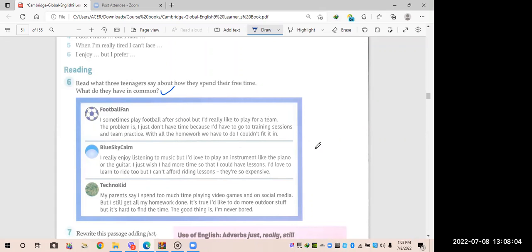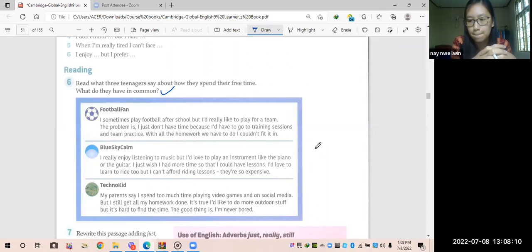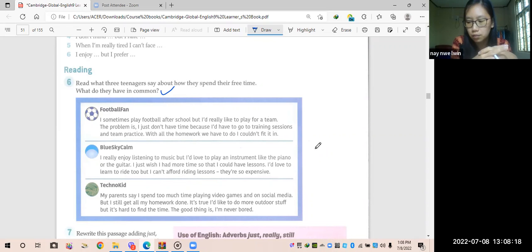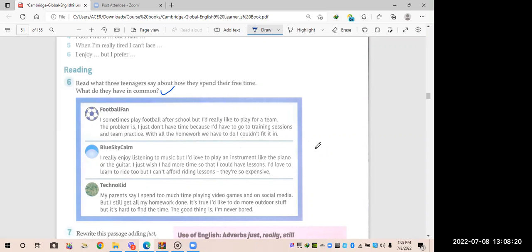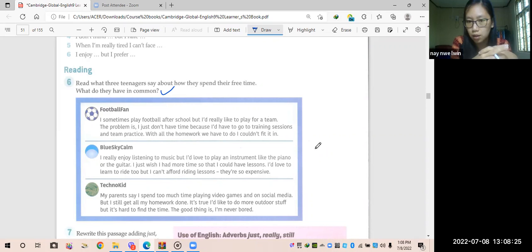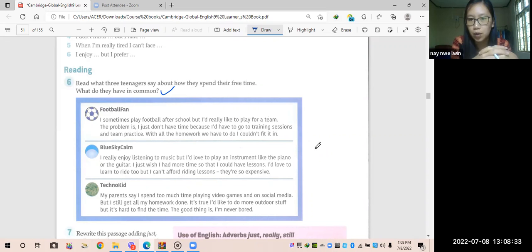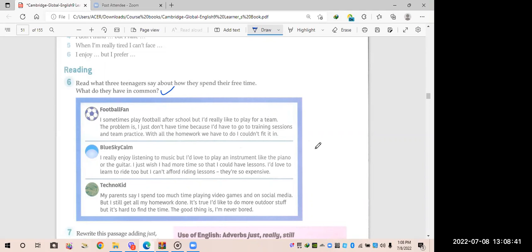Okay, what is the answer? What do they have in common? They have problems for each of them. What kind of problem? For the first one, they don't have time for the training sessions. How about the second one? He can't afford writing lessons. How about the third one? It's hard to find time for it.